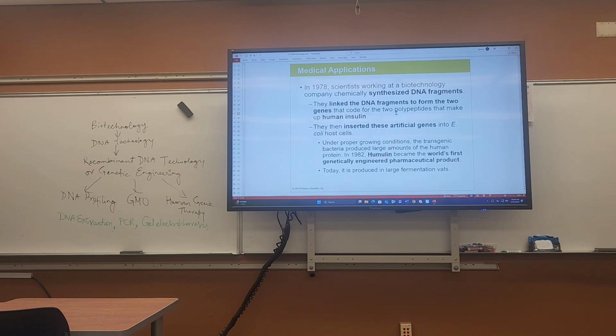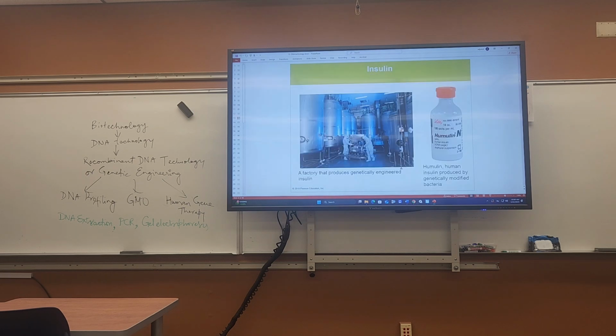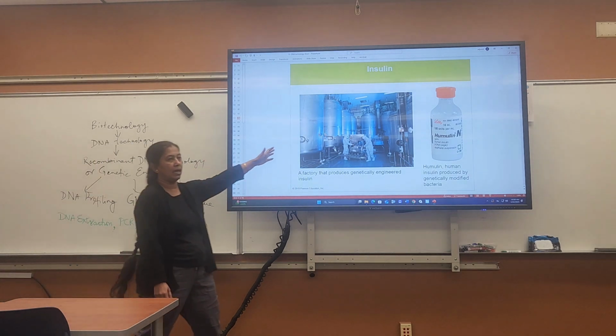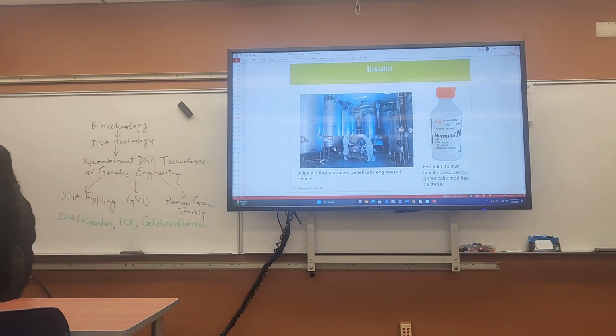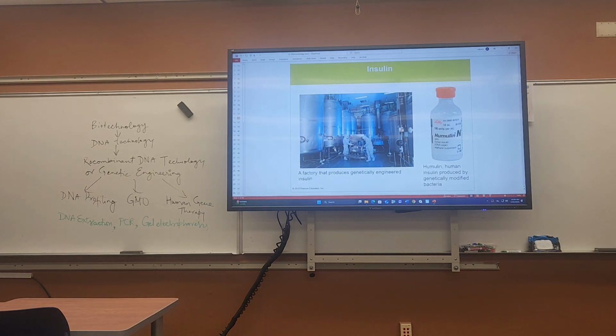medical applications of recombinant DNA technology. You already saw Humulin, which is the human insulin that is being made. You look at these big fermenters. This is where the bacteria are grown and multiplied. This is where human insulin is produced. Of course, very sterile conditions, highly sterilized.